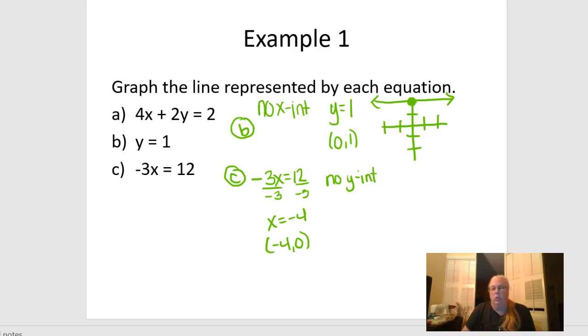Okay, and because one of my variables is missing, remember, this line is also going to be parallel to the axis of the missing variable. So since the y is missing, this line is going to be parallel to the y-axis. We'll see what the picture looks like. All right, we're going to graph the point -4, 0. And then I'm going to draw a vertical line parallel to my y-axis over here. And that's all there is.